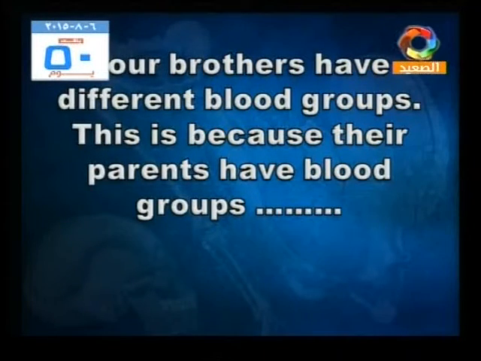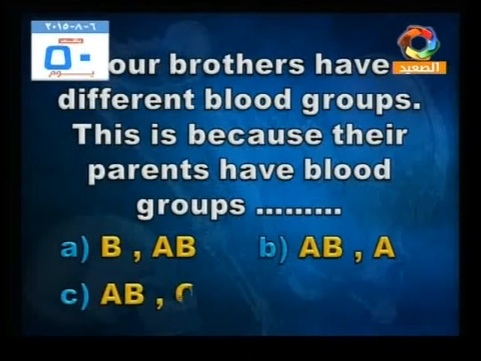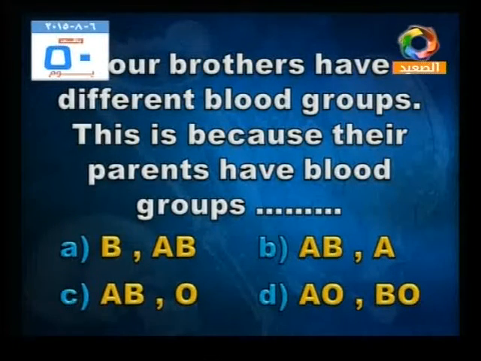Four brothers have different blood groups. This is because their parents have blood groups: A, B and AB; B, ABA; C, ABO; D, AO and BO. The correct one is AO and BO.